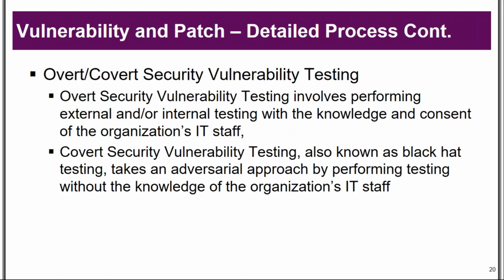Now, the next thing is that we want to do some overt and covert security vulnerability testing. This is still probably external. It might even be internal. But let me tell you what my definition is for that. Overt security vulnerability testing involves performing external and/or internal testing with the knowledge and consent of the organization's IT staff, as I told you earlier, enabling a comprehensive evaluation of the network or system. So overt is known. Covert testing is that black box or black hat testing, as you see written here. It takes an adversarial approach to performing the test.